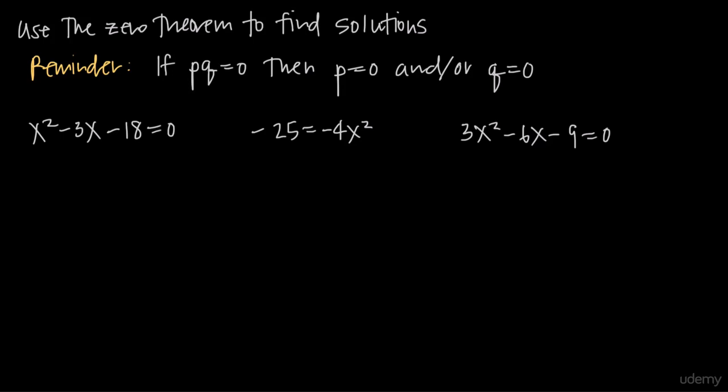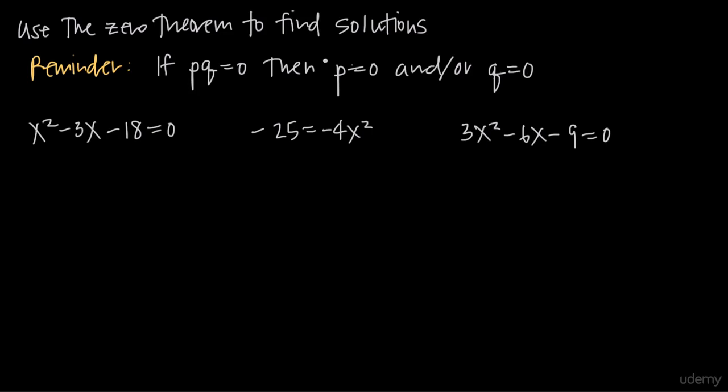In this video, we're talking about how to use the zero theorem to find solutions to a quadratic equation. Remember that the zero theorem tells us that if we have an equation where we have p and q multiplied together, and p times q is equal to 0, then either p has to be equal to 0 and/or q has to be equal to 0.